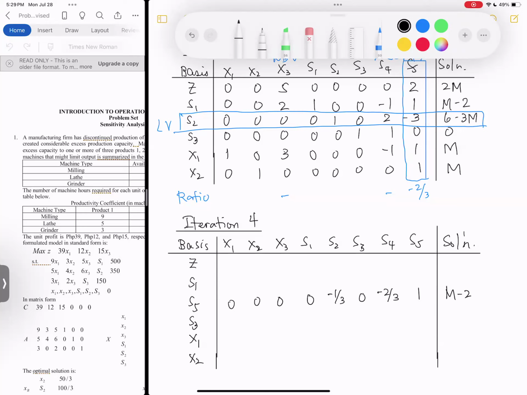I'm asking the 21 students with me now, is this correct? Yes, sir. Okay, thank you for the response. And as usual, you have to convert all the elements below and above the pivot element to 0. So I start with S3, that's just copy. Okay, so you have this. And then you have to convert each one of these to 0.